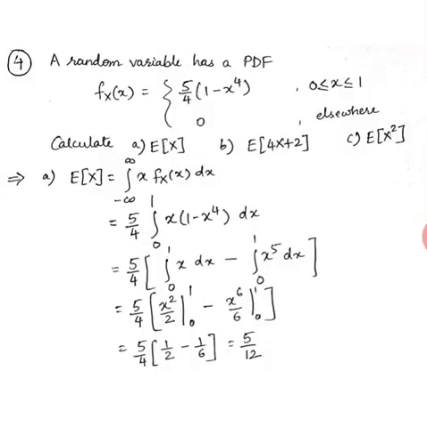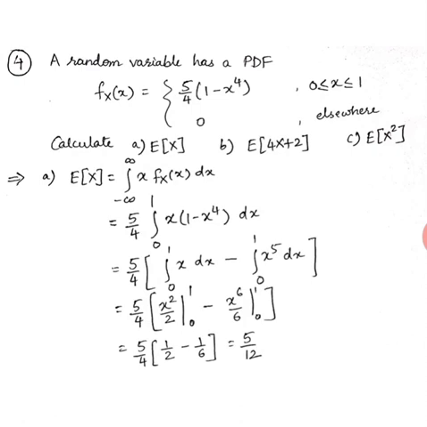Next, another fourth numerical. A random variable has a PDF which is given as fx of x is equal to, when x takes on values between 0 to 1, 5 by 4 into 1 minus x raised to 4, and it is 0 elsewhere. We need to calculate E of x, E of 4x plus 2, and E of x square. Okay, so first thing is the mean, and the third thing is the mean square value.